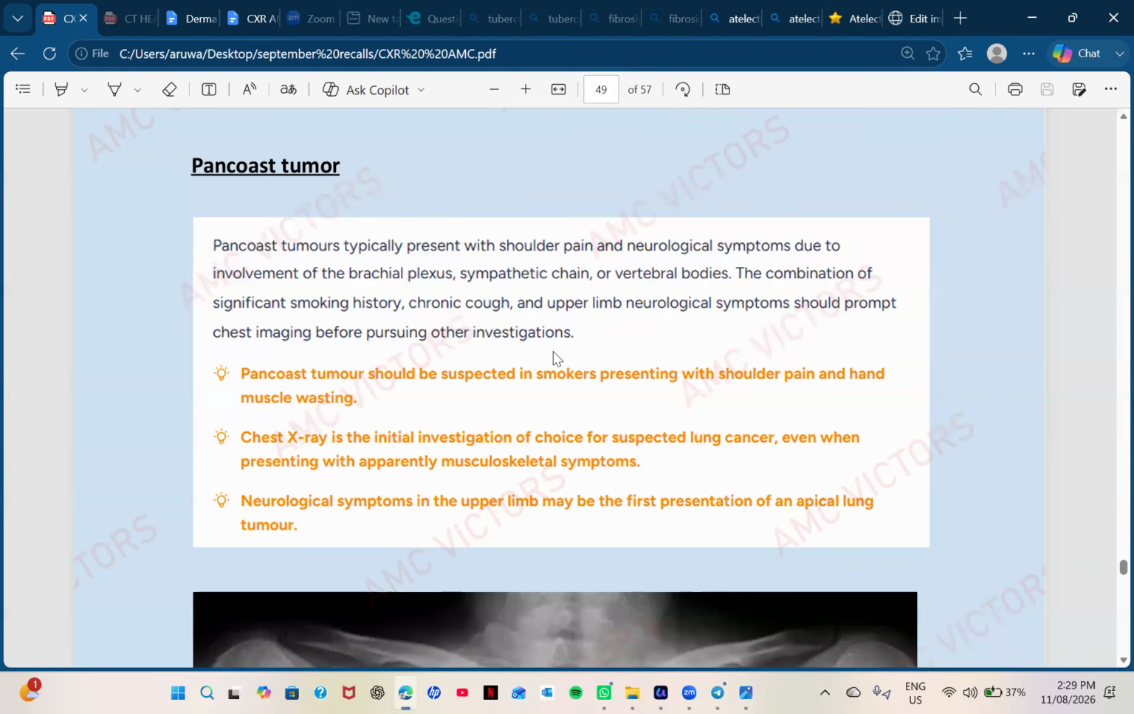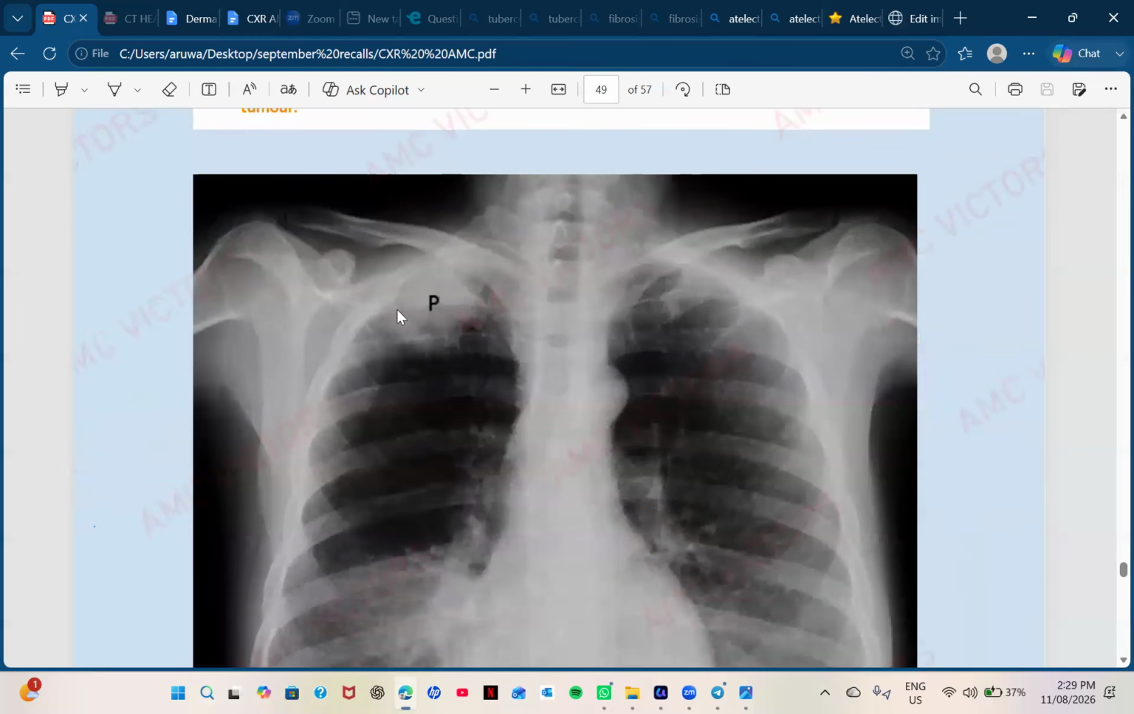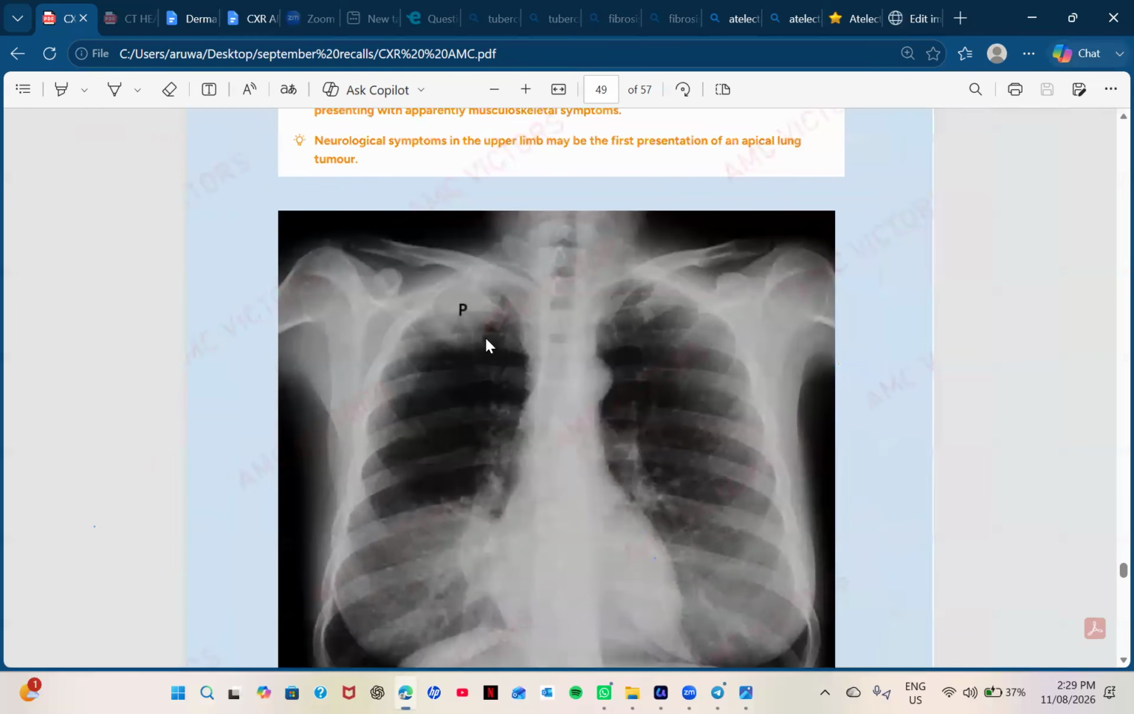So tell me the proper symptoms: shoulder pain, hand muscle atrophy, Horner syndrome, right? Those are the things. And numbness and paresthesia due to the brachial plexus involvement, right? Okay, here can you see the apical tumor like that?